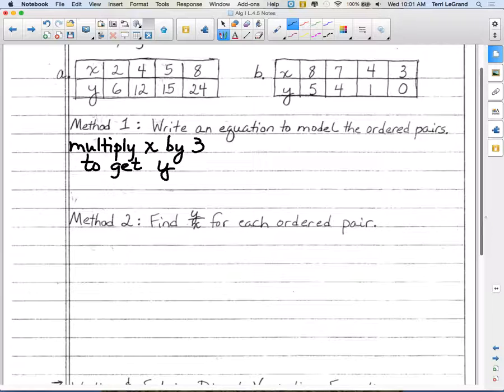So what would our equation look like for that one then? Multiply x by 3 to get y. What would that look like? We did this, believe it or not, back in 2016. Austin? Okay, so can we just write it as 3x? Does that mean x times 3? And that equals y?